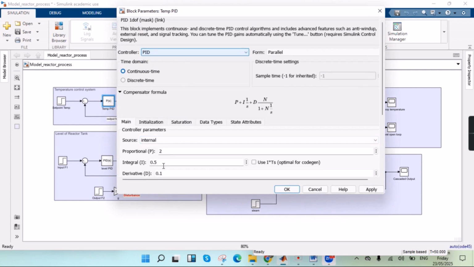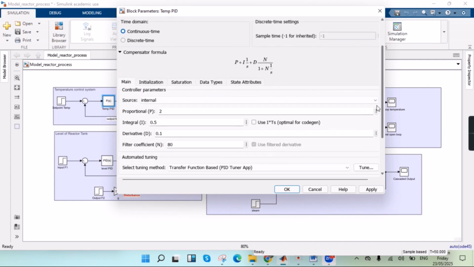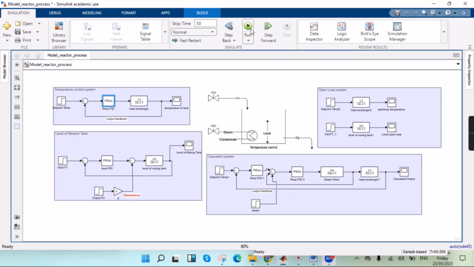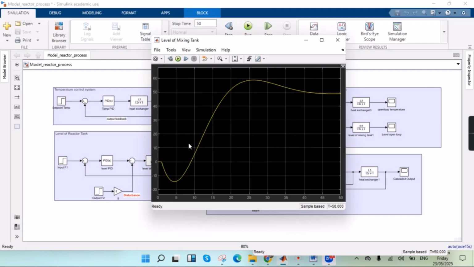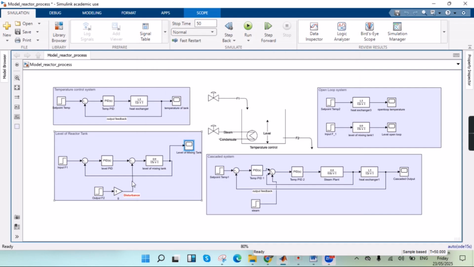See, its proportional, integral and derivative values are at this point here. Let's run it again. Yes, see, its level behavior is changed. These negative values are due to the disturbance of this F2.